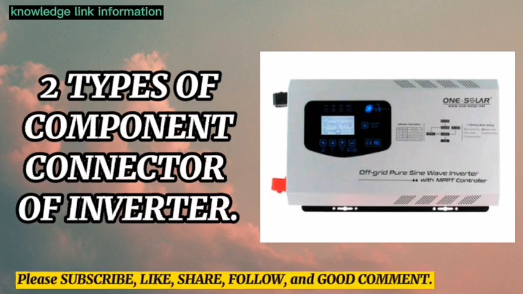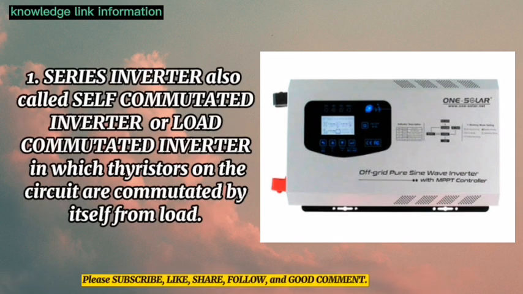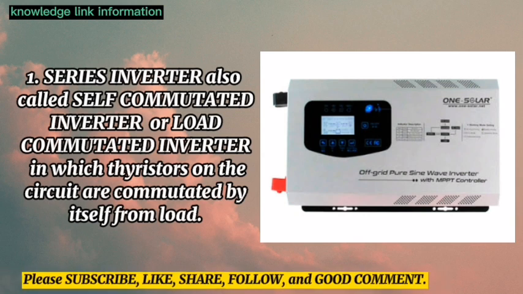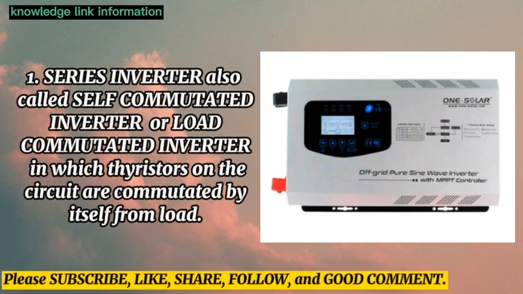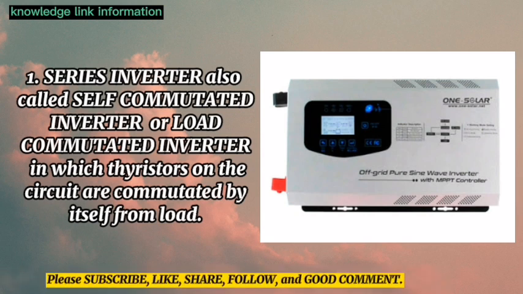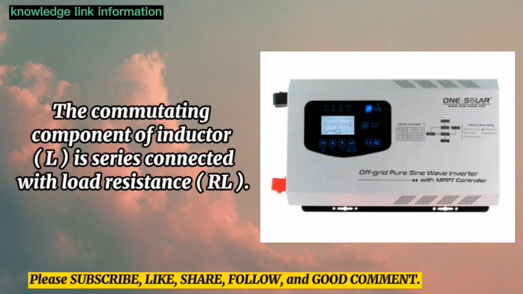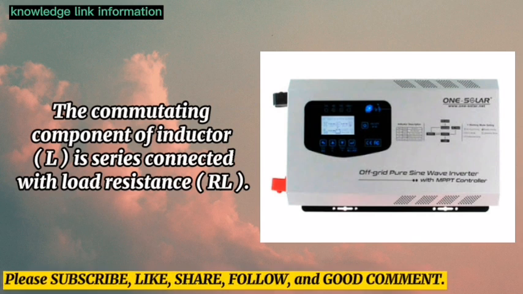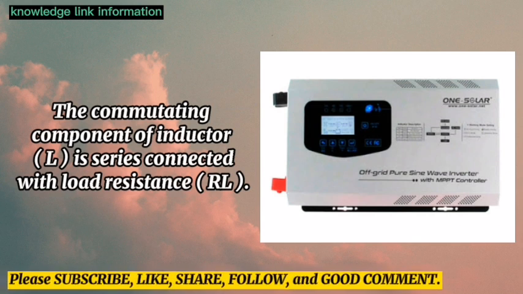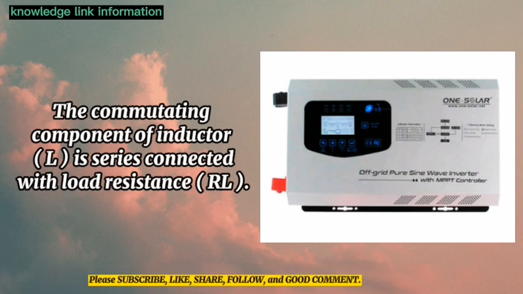Two types of component connection of inverter. Number 1. Series inverter, also called self-commutated inverter or load-commutated inverter, in which the thyristors in the circuit are commutated by themselves from the load. The commutating components, inductor L and capacitor C, are connected in series with the load resistance RL.